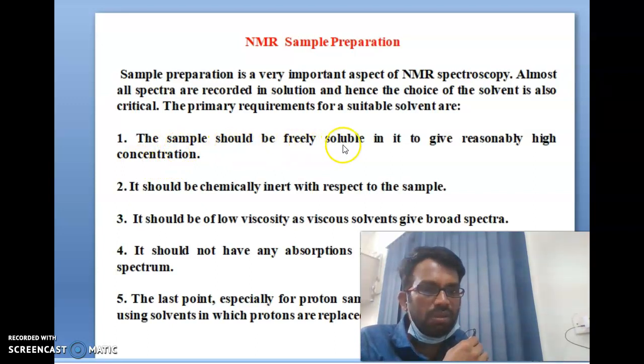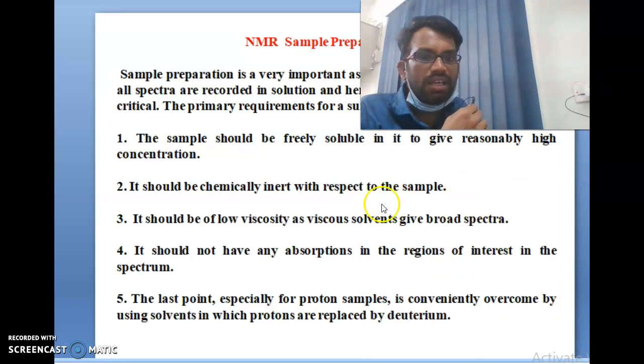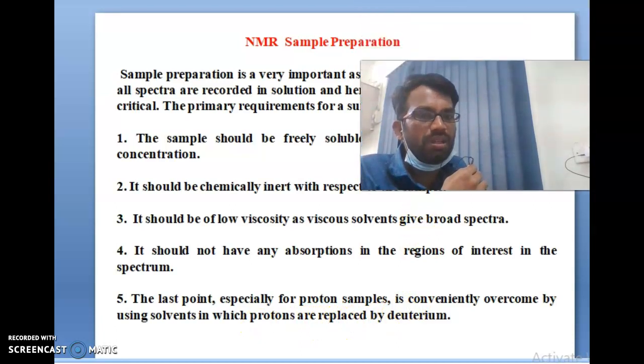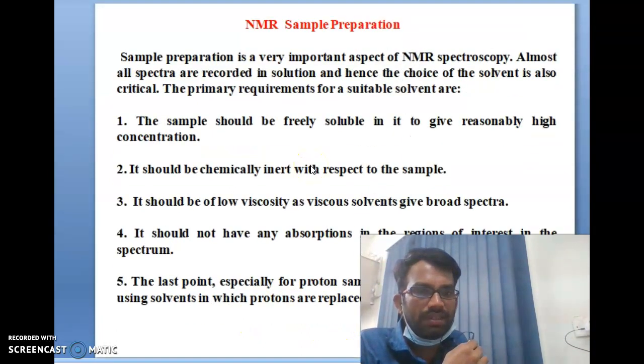You can see the sample should be freely soluble at a reasonably high concentration, and the solvent should be chemically inert with respect to the sample. And third, it should be of low viscosity, as viscous solvents give broad signals. If you have a compound that is more viscous, then its signal will come broad. It should not absorb in the region of interest in the spectrum. Last point, the proton signals of the solvent are conveniently overcome by the usual solvents in which the protons are replaced by deuterium. Deuterated solvents are very good for the NMR signal.